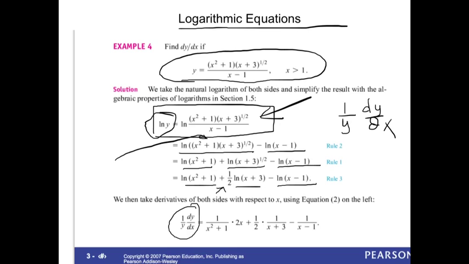The derivative of each of these parts now: the derivative of ln of x squared plus 1 is going to be just 1 over x squared plus 1 times 2x, which is the derivative of the u function. And then the derivative of 1/2 ln of x plus 3 is going to be 1/2 times 1 over x plus 3. And then finally, the derivative of ln of x minus 1 is 1 over x minus 1. So now, look very carefully at what we have here.